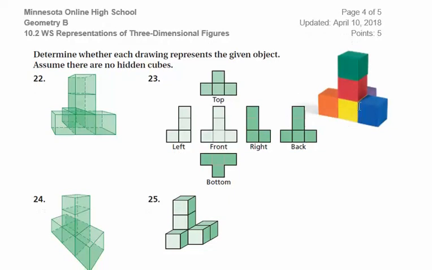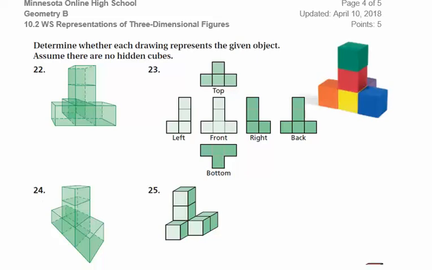23 is an orthographic drawing, so you can picture how this would look from all angles and see if it is exactly correct. The front looks good. The back looks good. The left would look like an L, and the right would look like an L. So I think this is also a yes. So then you'll go on and see.